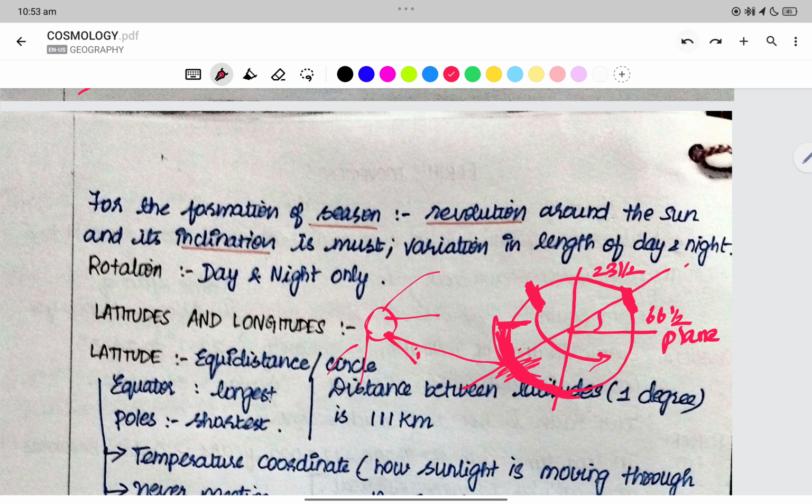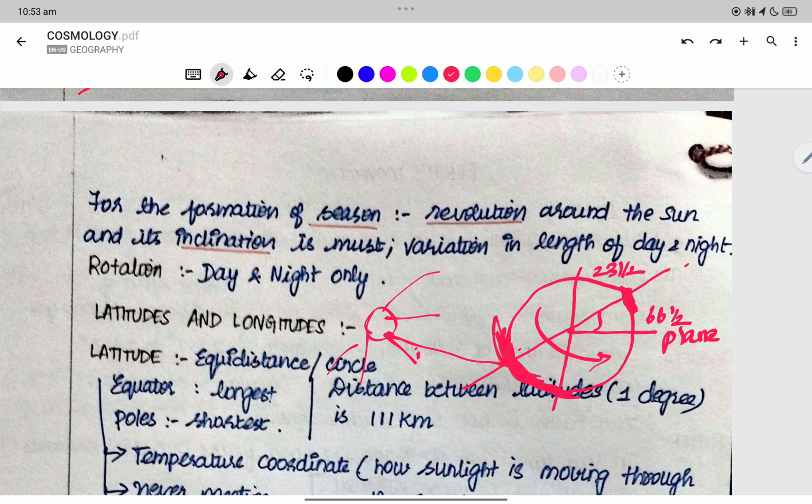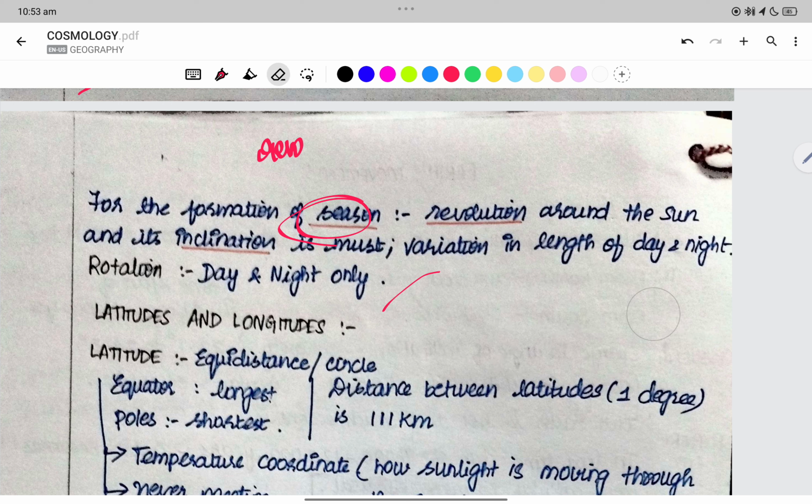So this is the reason, the tilt is the main reason. Even though Earth revolves around the sun, the tilt is the main reason for having seasons. So revolution is a reason for the seasons. We can say that revolution is a reason, but tilt is the major reason for seasons. Inclination is a must.